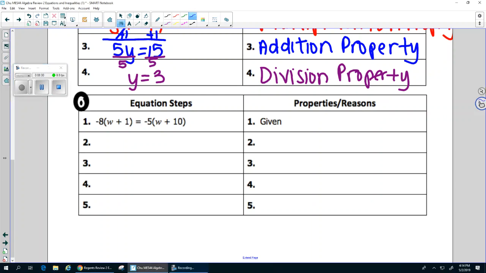The first thing you should try to do is get rid of those parentheses by distributing. So, negative 8 times w, I get negative 8w. Negative 8 times positive 1, I get negative 8 equals 2. And let's distribute on the other side as well. Negative 5 times w, I get negative 5w. And negative 5 times 10, I get negative 50. This was distributive property.